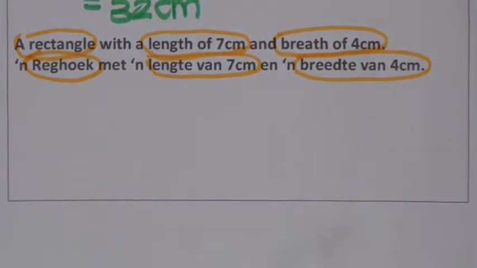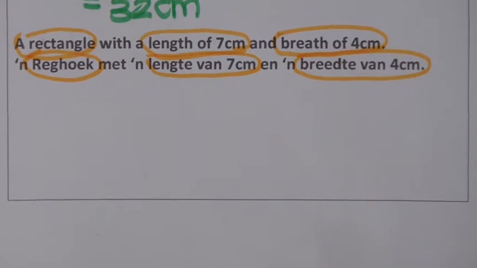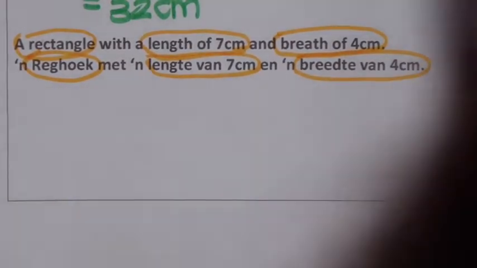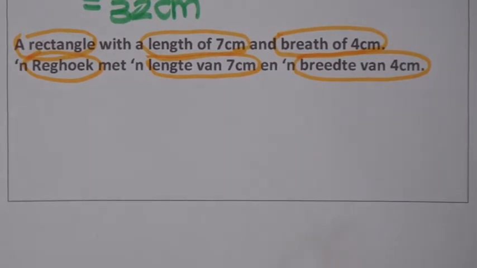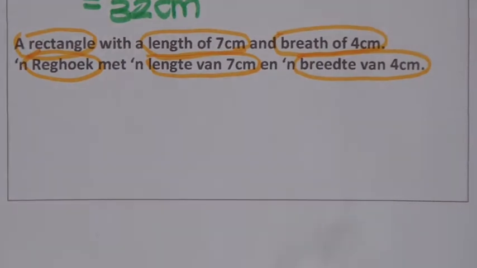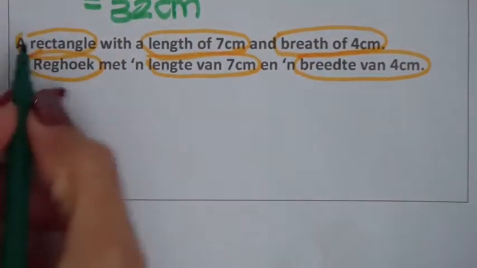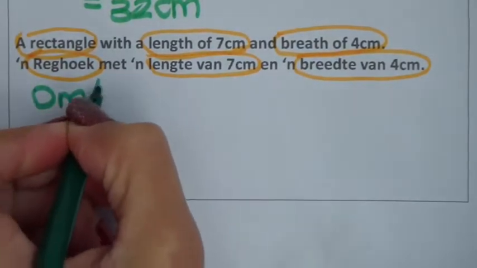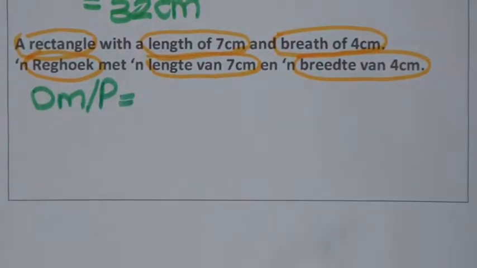Okay, let's think of our formulas. Kom ons kyk gou-gou wat ons met die oppervlak en die omtrek uitwerk. We've got to work out the area and the perimeter. Okay? Eerste ding wat ons gaan uitwerk is die omtrek. We're going to first work out the perimeter. Okay? Right. What is the formula?